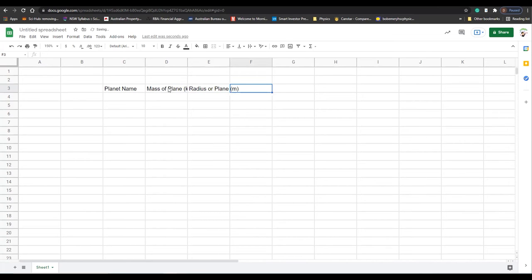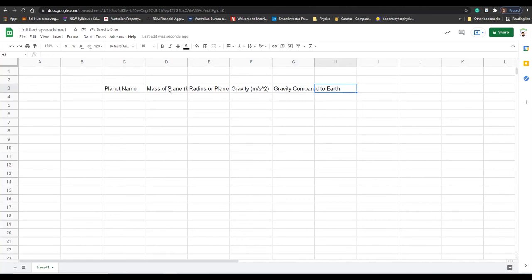Move across. And this is going to be our first calculation column. This is where the gravity of the planets are going to be read, and that's going to be meters per second squared, in parentheses. Move across. And then we're going to say gravity compared to Earth.